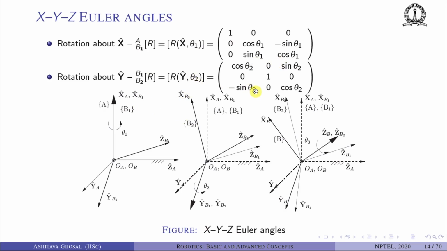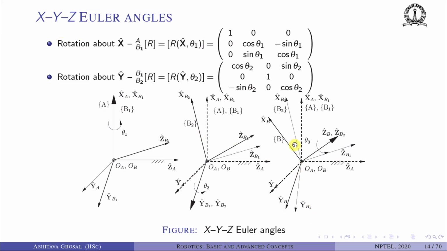So we can again get this rotation matrix, which will be cos theta 2, 0, sin theta 2; 0, 1, 0; minus sin theta 2, 0, cos theta 2. Okay, the third rotation is about the moved z-axis. That's why it is called xyz Euler angles.